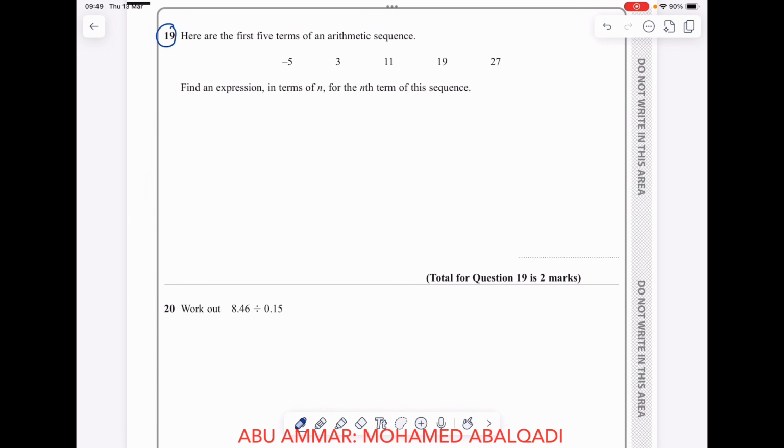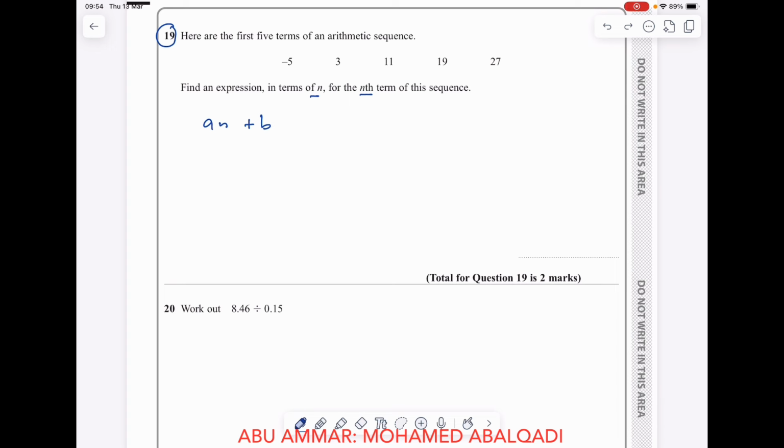Question 19 is our next question, and we are told here are the first 5 terms of an arithmetic sequence, and we are asked to find an expression in terms of n for the nth term of this sequence. So we know the nth term of a linear sequence has a form of a n plus b, where a and b are constants. Our next step is to find the differences between each term and the next.